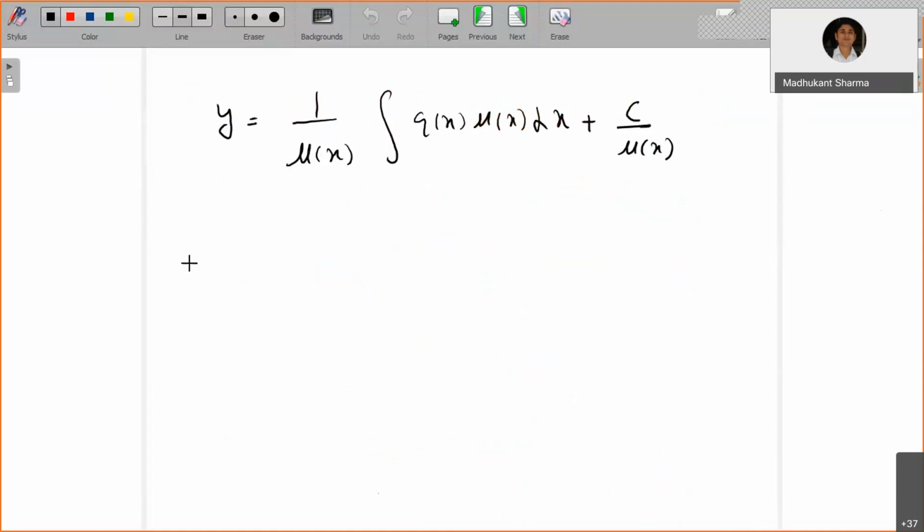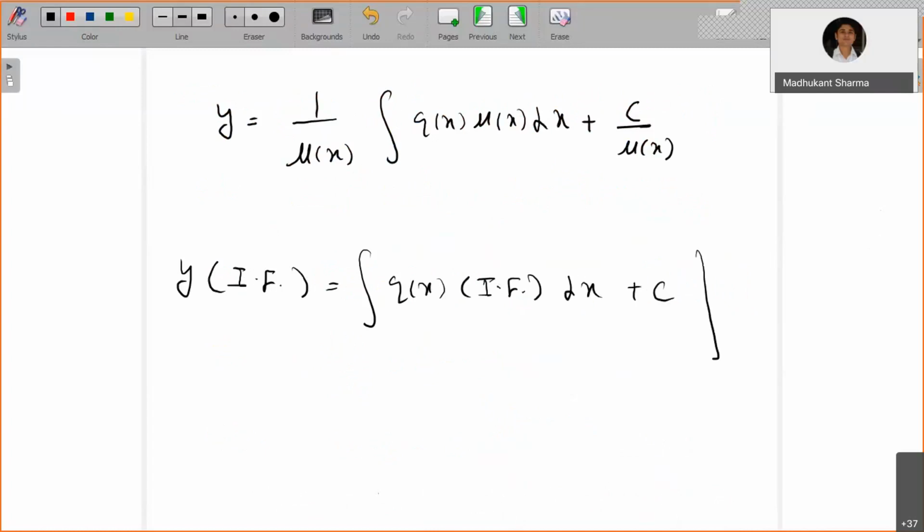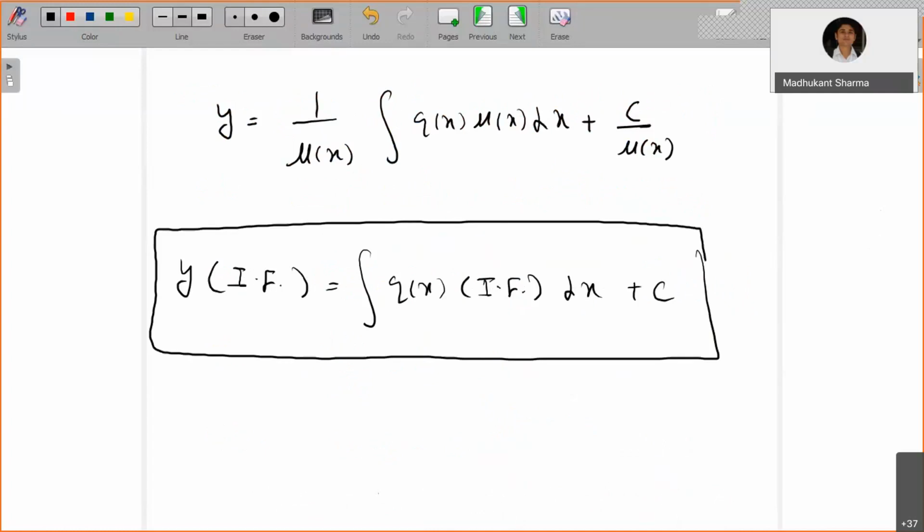Maybe you have learned the following formula: y times the integrating factor is equal to the integration of q of x times the integrating factor dx, plus c, which you will substitute here. What is the integrating factor in this case? That is mu of x, which is e to the power integration of p of x dx. Now, this needs to be identified carefully. So what is p of x? It is the coefficient of y in the standard form of a first order linear differential equation. So this is the final solution.